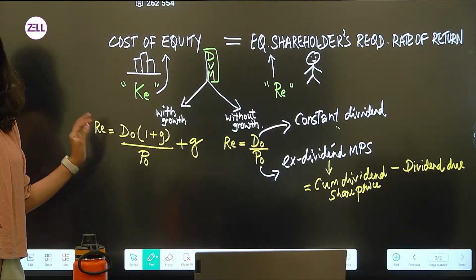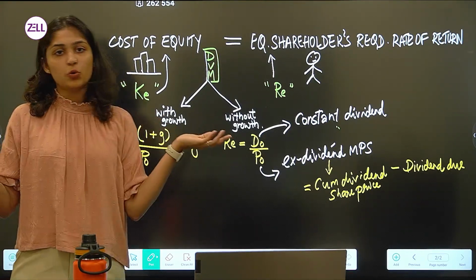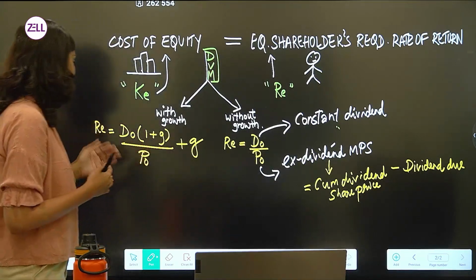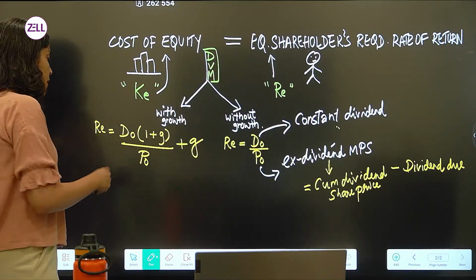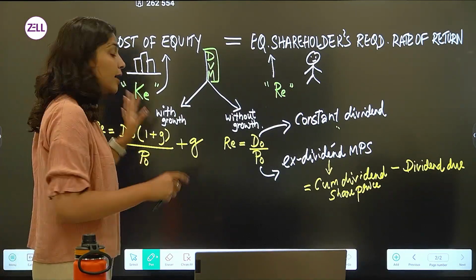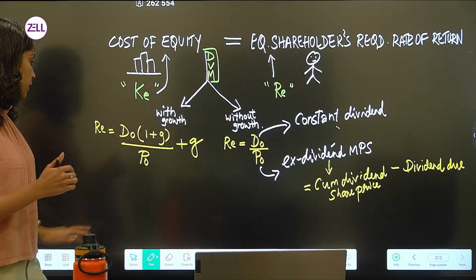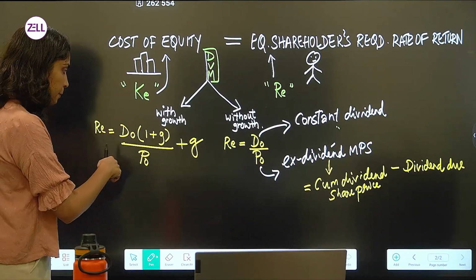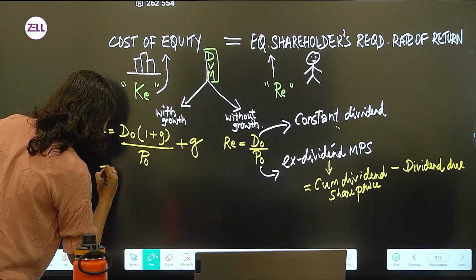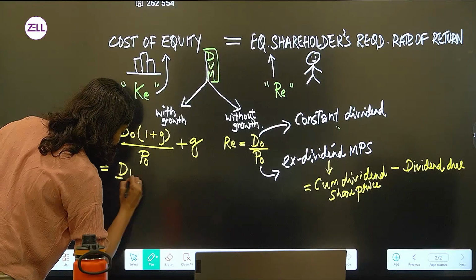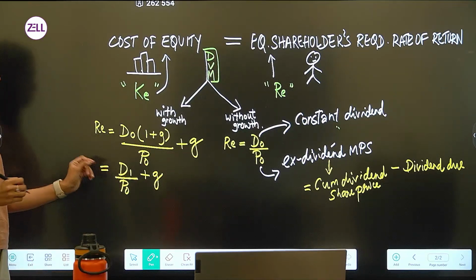You know that D0 is nothing but the current dividend, correct? And 1 plus G. G over here, no brainer, it means it's the growth rate, correct? P0 is nothing but your ex-dividend market price of the share. So, that thing remains the same. And what are we calculating? Here we are assuming that there is growth, correct? So, the same formula, now D0 is current dividend. 1 plus G, if I put D0 into 1 plus G, then I am talking about the next year's dividend. So, I can write this formula as D1 divided by P0 plus G. I can write it this way also.